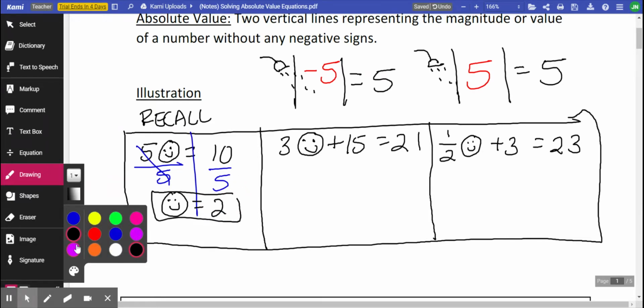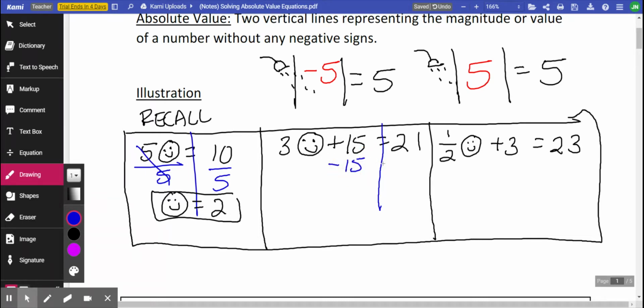On the second example, same idea, but this time I have to get rid of whatever's furthest away from the happy face. 3 is next to the happy face, so the first thing I need to get rid of is the 15. The opposite of positive 15 is negative 15, so I'm going to subtract 15 from both sides. On the left-hand side, this cancels. I'm only left with 3 and the happy face. I just dropped that down. On the right-hand side, I have 21 minus 15, which gives me positive 6.